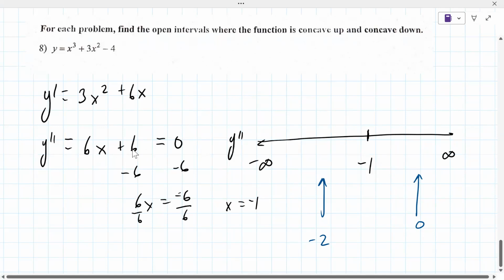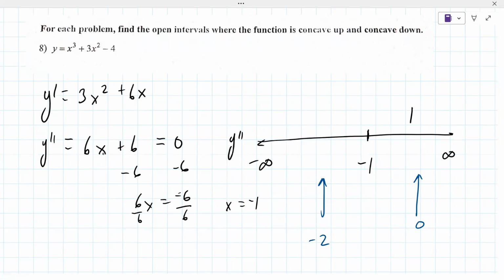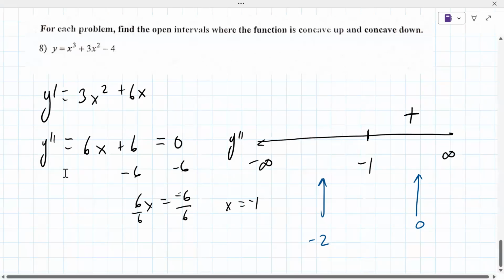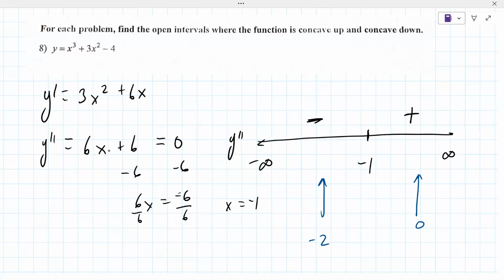If you're putting 0 in for 6x plus 6, what most students do is they get a number out, but you really only care whether it's positive or negative. It ends up being positive. Then you put in this other test point, -2, and for x, it ends up being negative. This tells you the concavity. This is concave down. This is concave up.